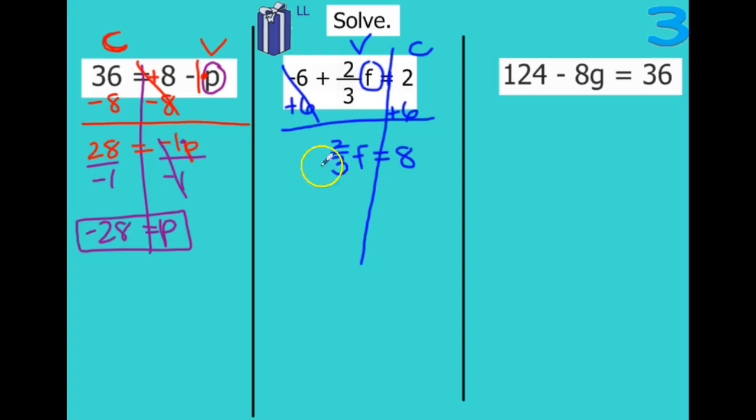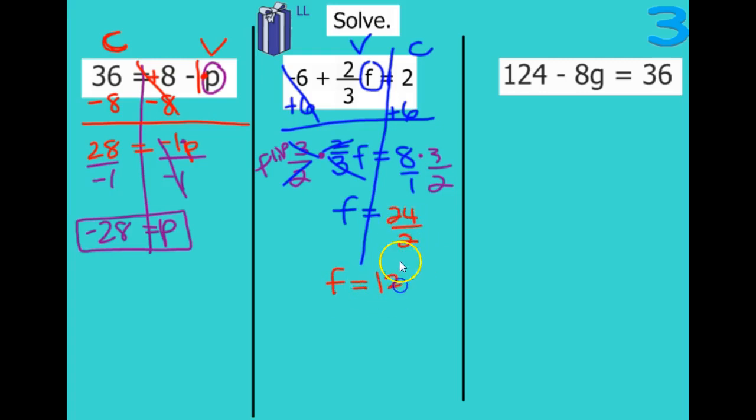And then getting rid of this fraction. Remember, we're not dividing or anything here. To get rid of this fraction, we're going to multiply by the reciprocal, or 3 over 2. Flip the fraction. So times 3 over 2. 2 over 2 is just 1. 3 over 3 is just 1. So we have f. Make this a fraction if you'd like. 8 times 3 on the top is 24. On the bottom, 1 times 2 is 2. So 24 divided by 2 will give us 12.